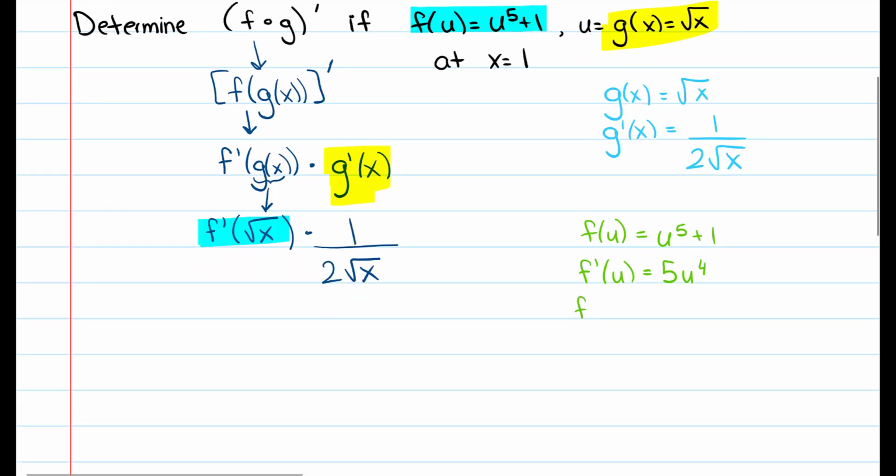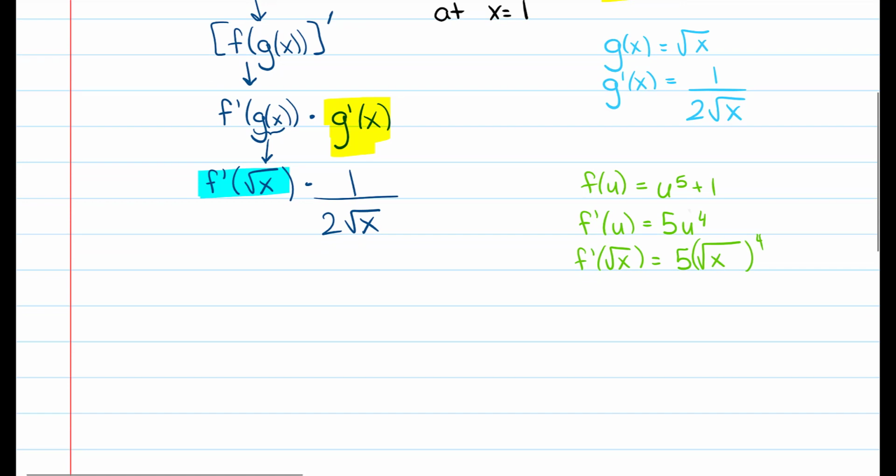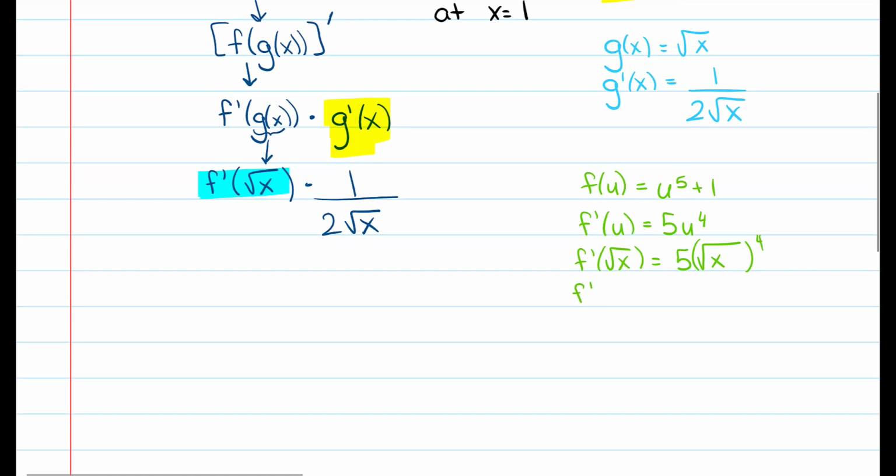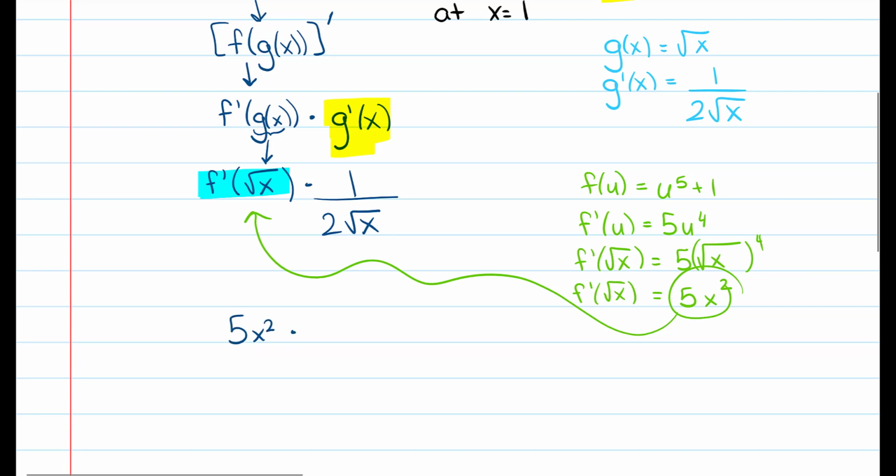So if I want f prime of square root of x, it's going to be 5 times the square root of x to the 4th, and f prime of the square root of x is just going to be 5x squared, because the square root to the 4th power is just squared. So now this piece is going to go ahead and take the place of that. So I get 5x squared times 1 over 2 square root of x.